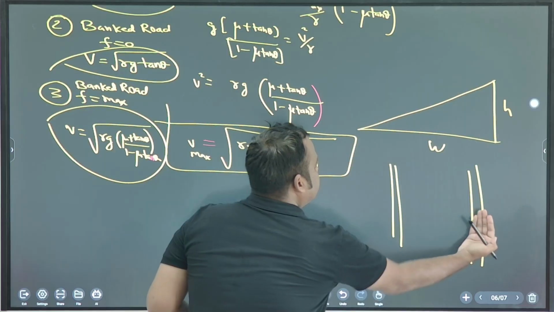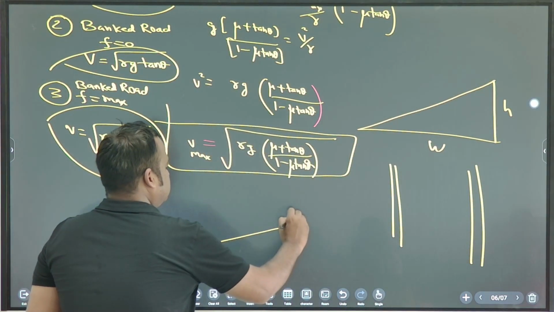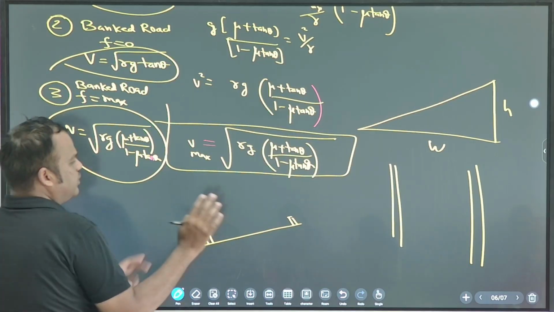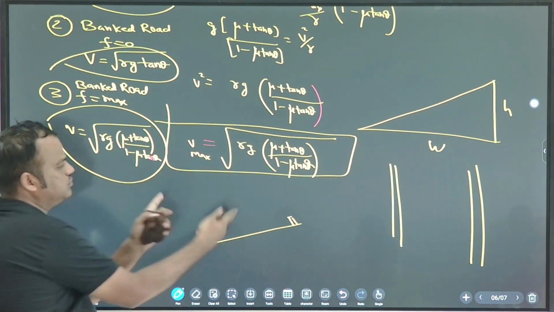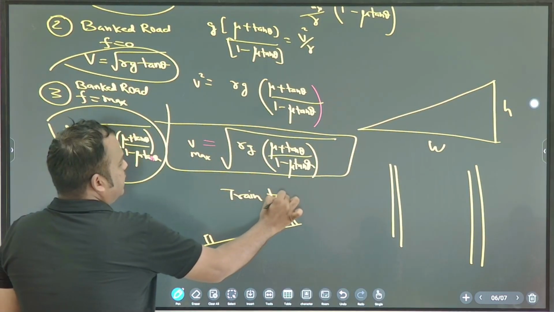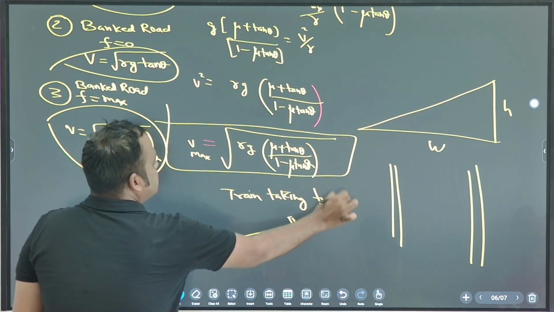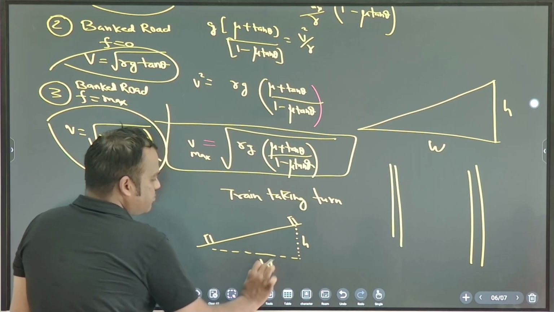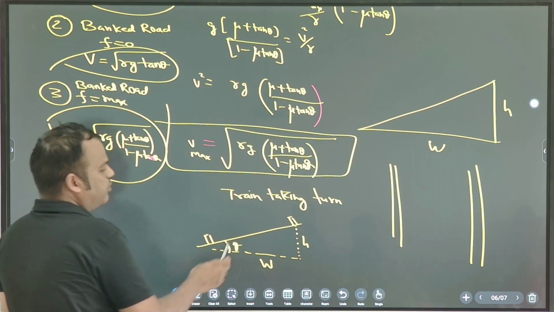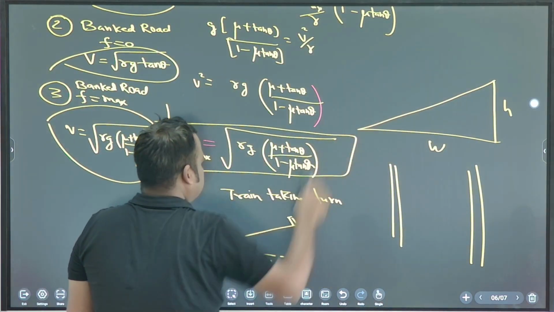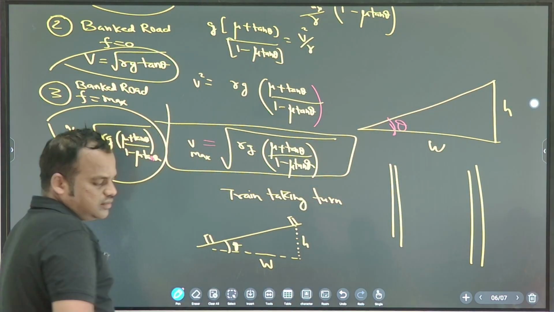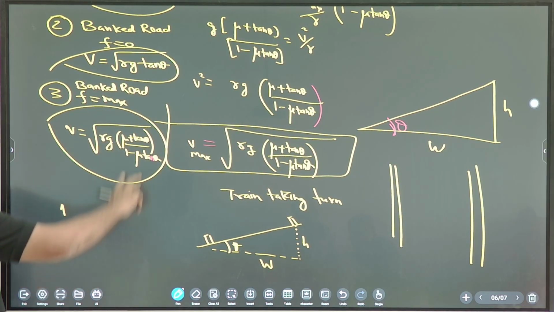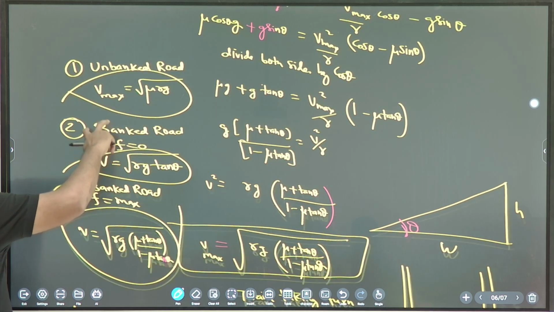One rail is lifted like this. Rail. Now the train is going like that. Train taking a turn. So this is H, this is W, this is theta. Same formula you can use. H by W. Okay, clear? So just remember this. Note down these three formulas.